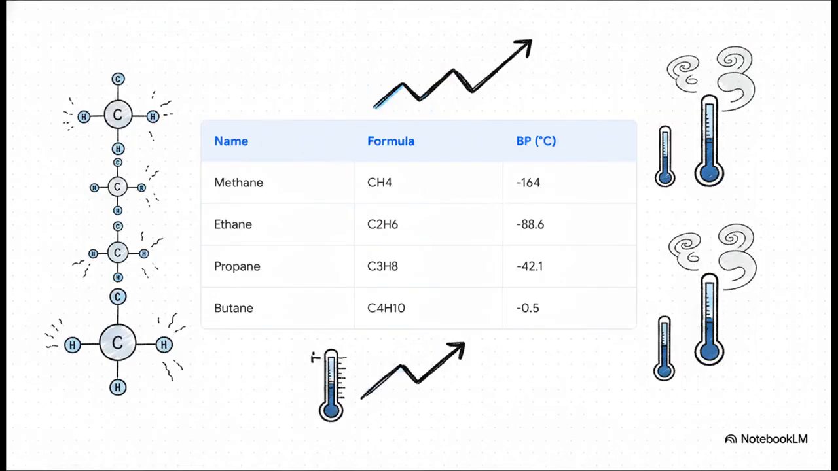Take a look at the simple paraffin family of saturated hydrocarbons. Notice the clear pattern here? Even though the intermolecular van der Waals bonds holding these individual molecules together are actually quite weak, the boiling temperatures steadily rise as the molecular weight increases. We go from a freezing negative 164 degrees Celsius for methane all the way up to just below freezing for butane. The takeaway? Size directly impacts physical behavior.